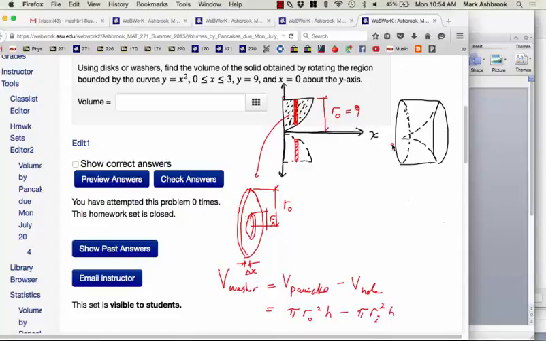Okay, what about the inner radius? 9 minus 6? No, it's a y, right? That's just the y value, which is x squared. From the x-axis to the curve, that's just y. Well, we know we're going to have delta x, so we need to write it in terms of x, so it's x squared.